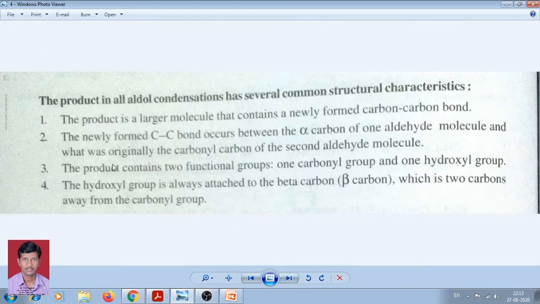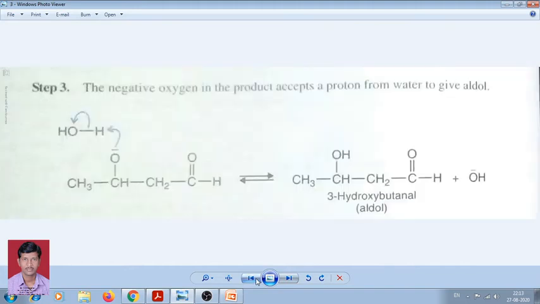The next point is that the newly formed carbon-carbon bond occurs between the alpha carbon of one aldehyde molecule and what was originally the carbonyl carbon of the second aldehyde molecule. This carbon-carbon bond is formed between the alpha carbon of one molecule and the first carbon of another molecule.